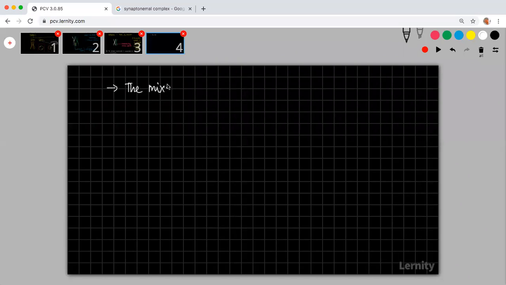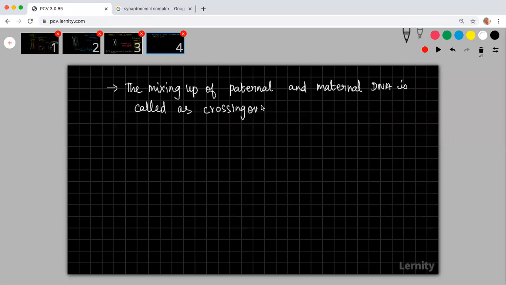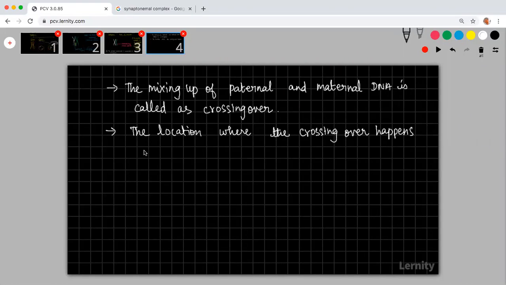The mixing up of paternal and maternal DNA is called crossing over. The location where the crossing over happens is called chiasma. Chiasmata is singular.